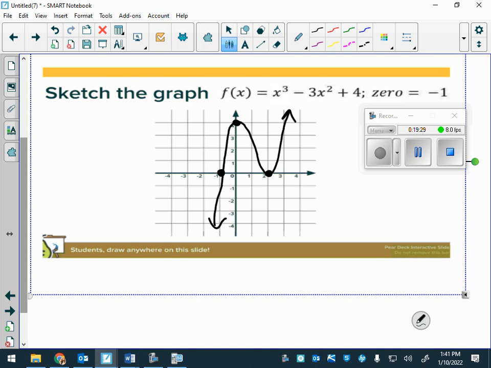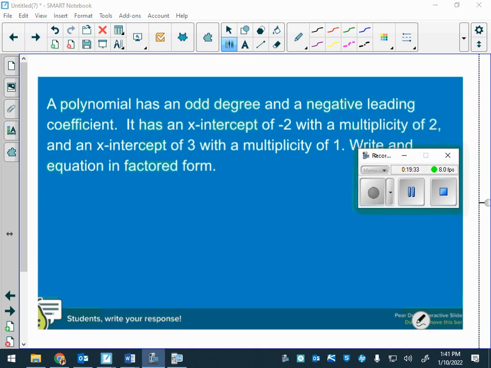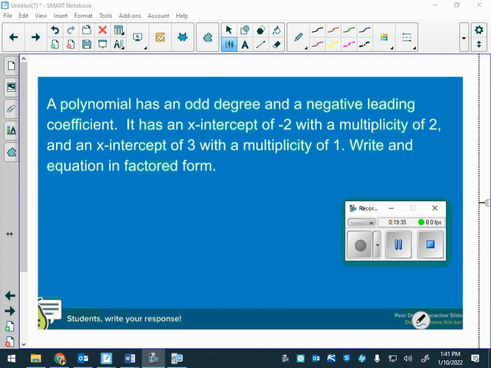Then the last one was writing an equation. Given this, it's an odd degree with a negative leading coefficient. So automatically, what should you include? Yep. Negative sign at the start. That takes care of this.